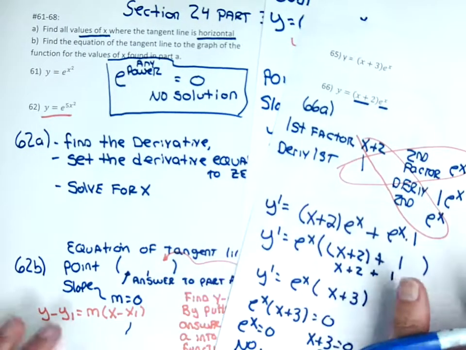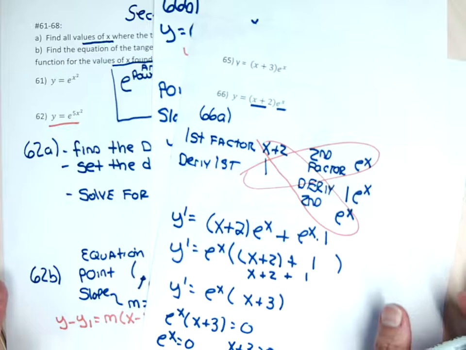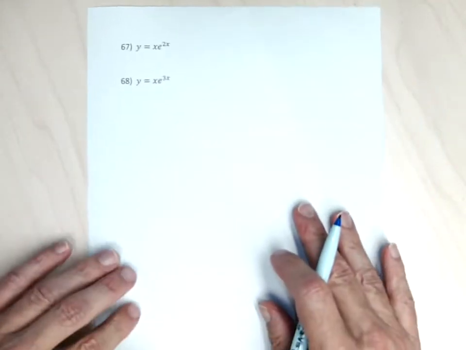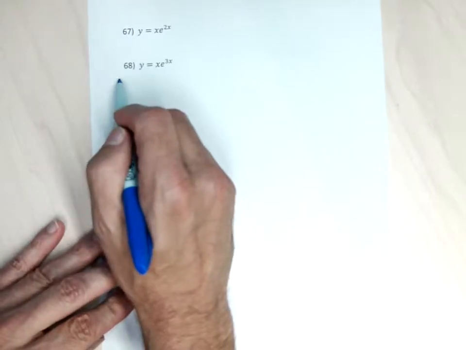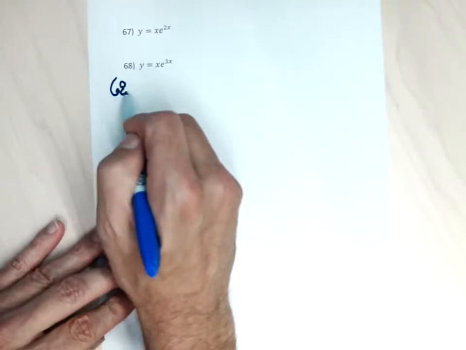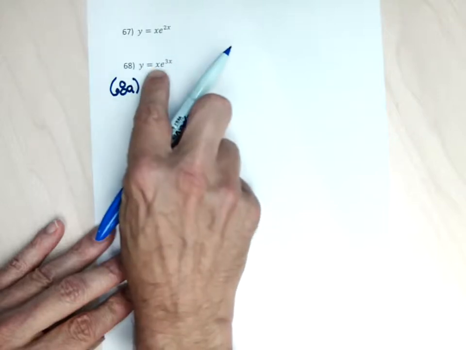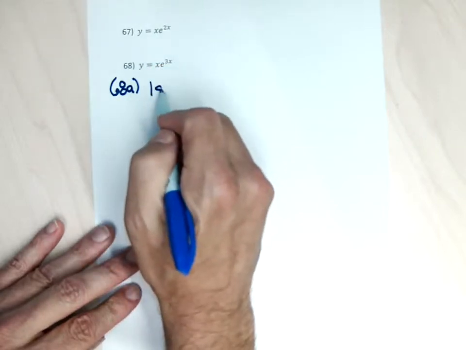So give 65 a go. We just have 67 and 68. I'll do 68, leave you 67. So for 68, I need to find the derivative for part A. There's multiplication. Both factors have an x.